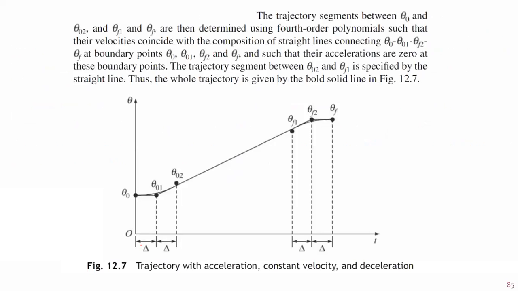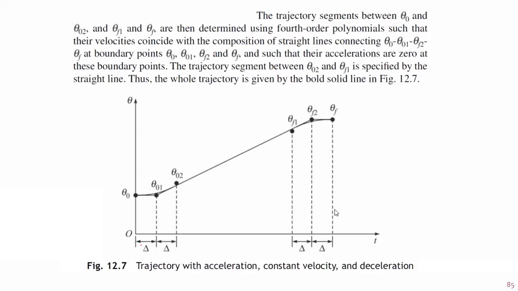The trajectory segments between theta naught and theta naught 2, and theta f1 and theta f, are then determined using fourth order polynomials such that their velocities coincide with the composition of straight lines connecting theta naught, theta naught 1, theta f2, theta f at boundary points theta naught 2 and theta f1, and such that their accelerations are 0 at these boundary points. The trajectory segment between theta naught 2 and theta f1 is specified by the straight line. Thus, the whole trajectory is given by the bold solid line.